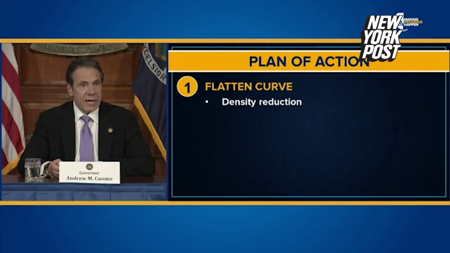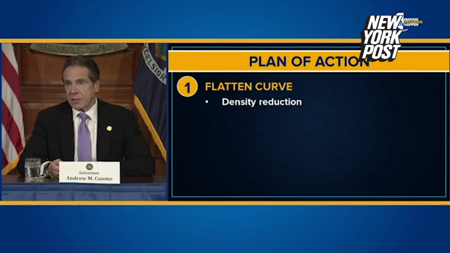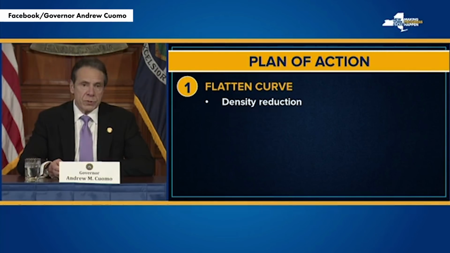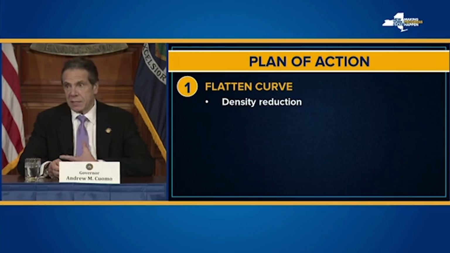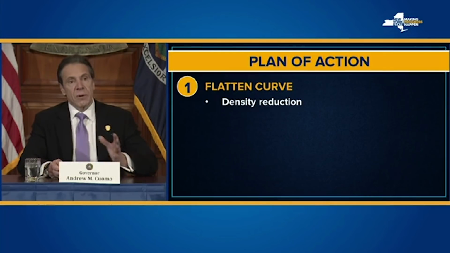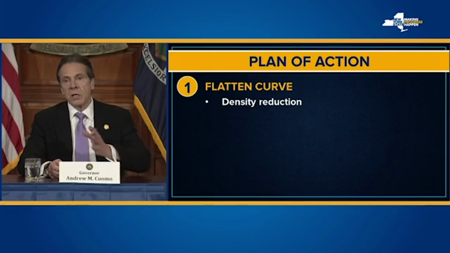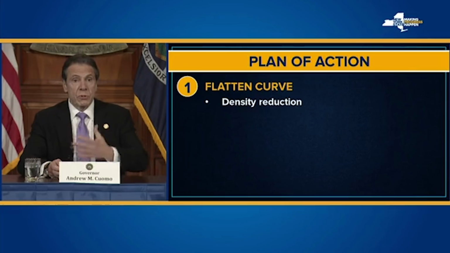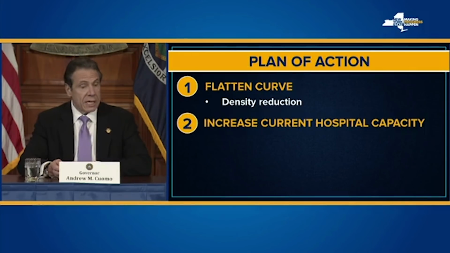So what is the plan of action? Flatten the curve, flatten the curve, flatten the curve. Reduce the spread. How do you reduce the spread? Testing, isolate the positives, but frankly, more move towards density reduction. Just reduce the number of people in contact.